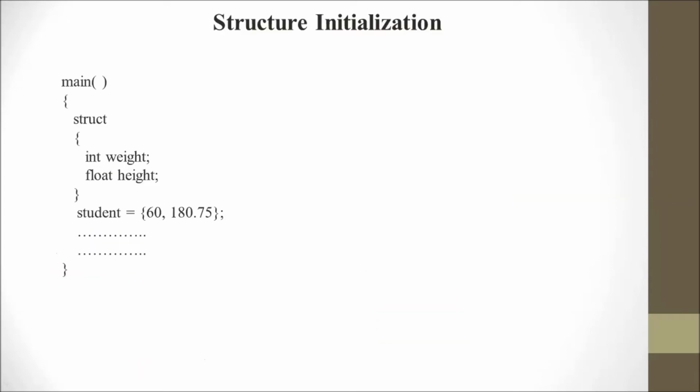So this is the initialization of a structure. We can initialize struct int weight, float height, and student is equal to 60, 180. So these are the two values initialized in a student.